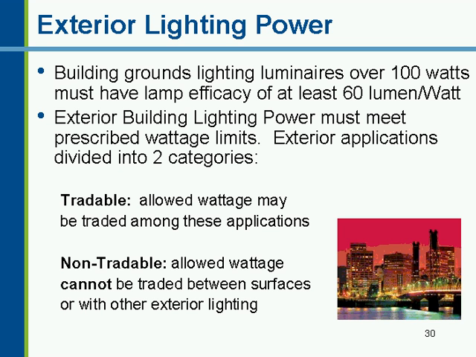Let's go on to exterior lighting power. One of the first requirements for exterior lighting is with the building grounds, and the requirement is that any luminaires that have light sources over 100 watts, the light source itself has to have a lamp efficacy of at least 60 lumens per watt. Now what this will do will be to eliminate any incandescent sources and some inefficient fluorescent sources, but most efficient fluorescent and HID sources will apply here.